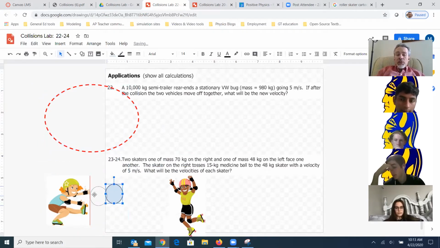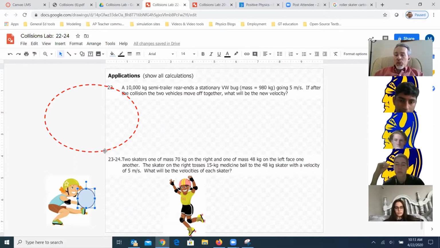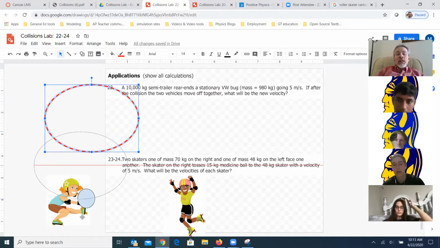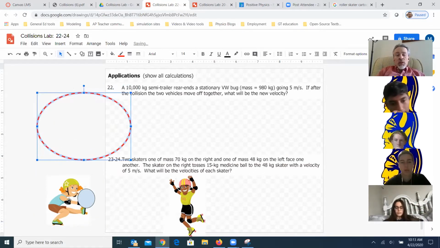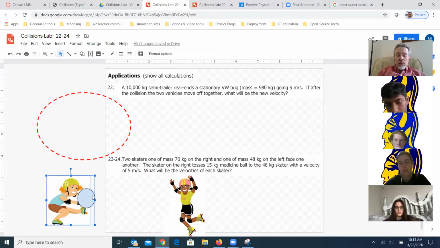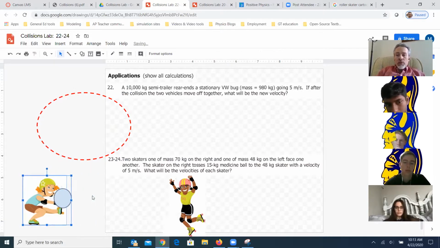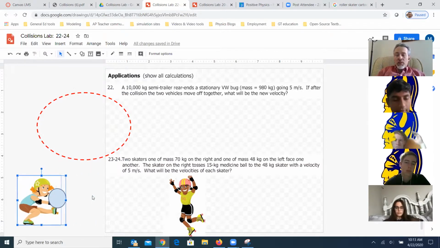After she catches it, so that's the collision part. After she catches it, what kind of collision would this be if she's holding on to the ball? Inelastic. Actually, it's not just inelastic, it's perfectly inelastic, because her and the ball are moving together. So they're stuck together. Any questions on that one?